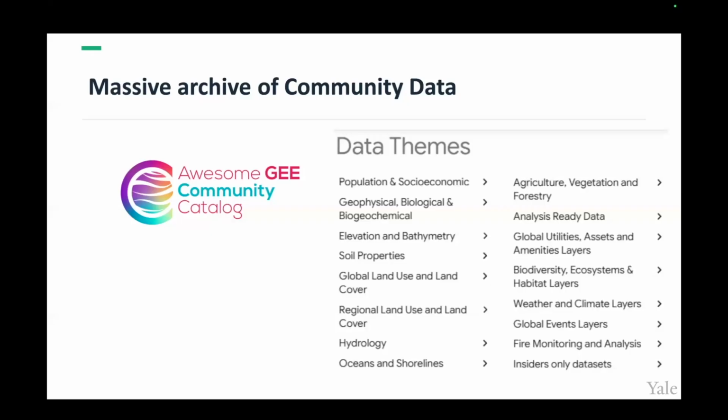That is data that was contributed by the community. And we will dive into both of these archives to know what is accessible there. But this is the data that is hosted there.